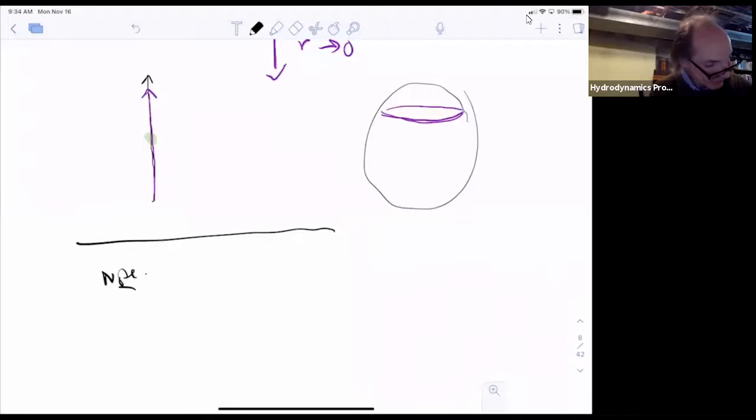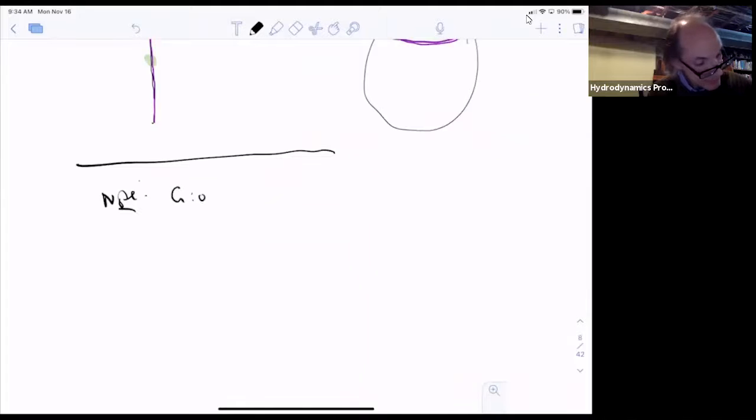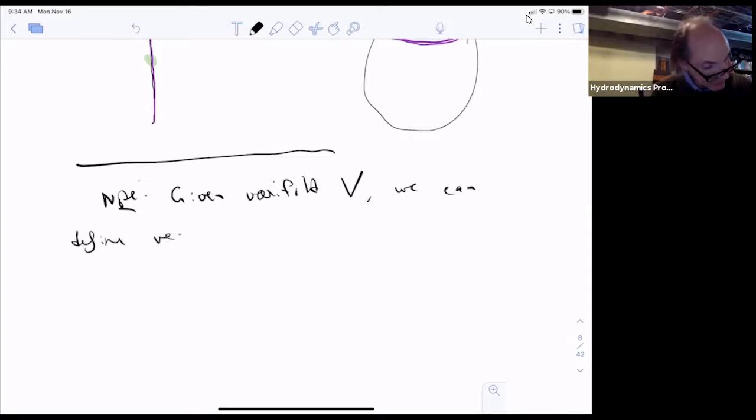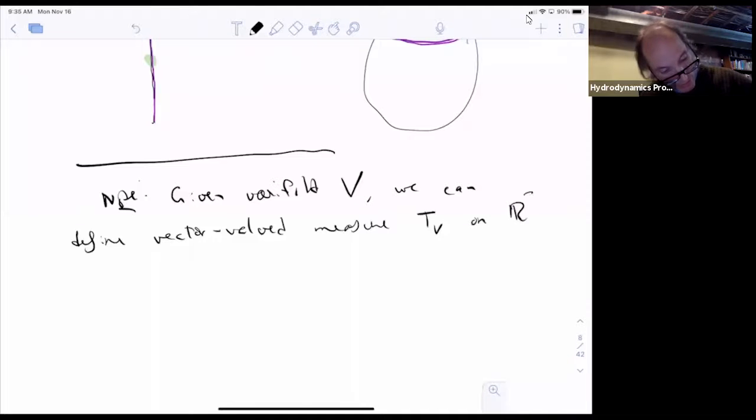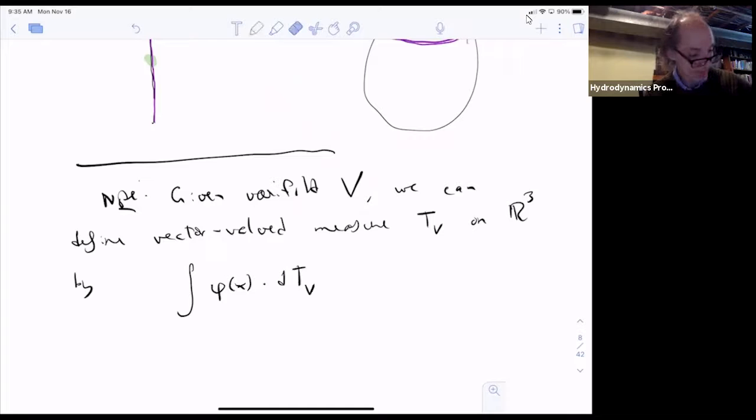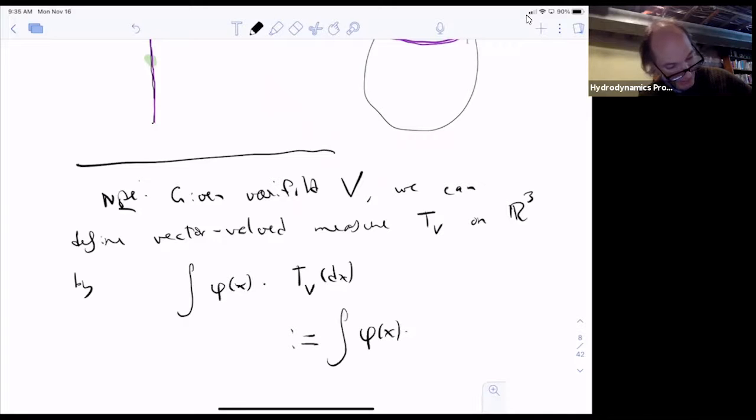So note, given a varifold V, which is a measure on R3 cross S2, we can define a vector valued measure T sub V on R3 by saying that the integral of phi of x dot d T sub V of dx we define to be the integral of phi of x dot c dV of x and c.